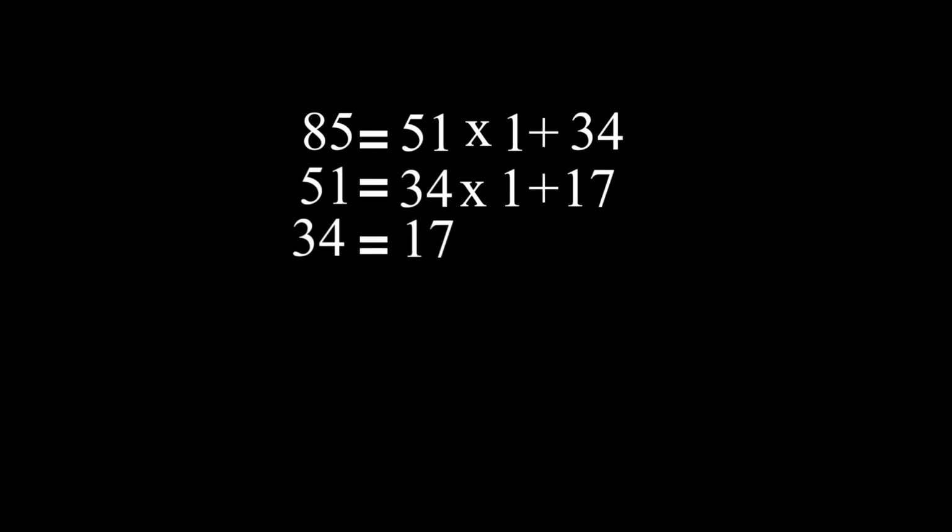So, 34 can be written as 34 equals 17 into 2 plus 0. Here we got 0, which means our procedure stops here. So, the divisor in this step is the HCF.